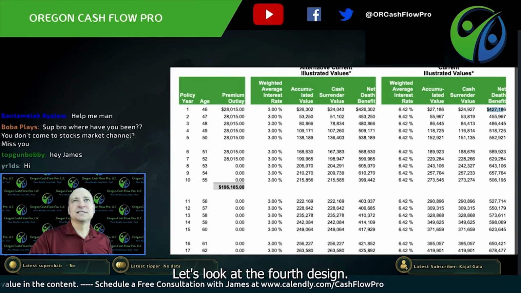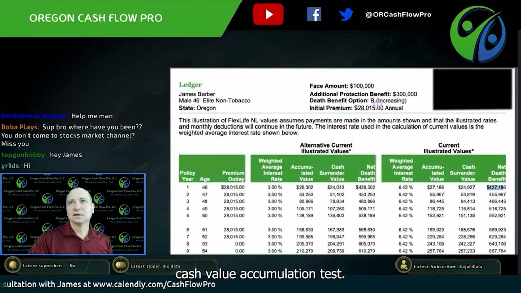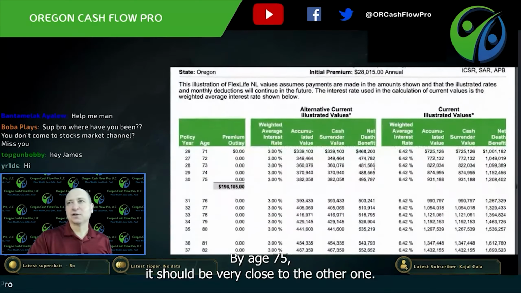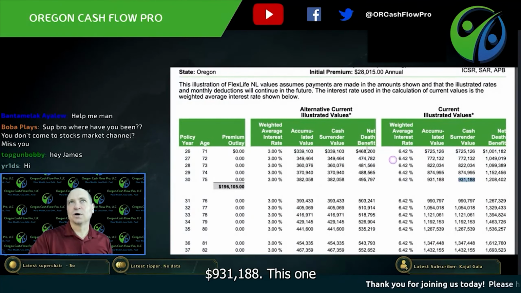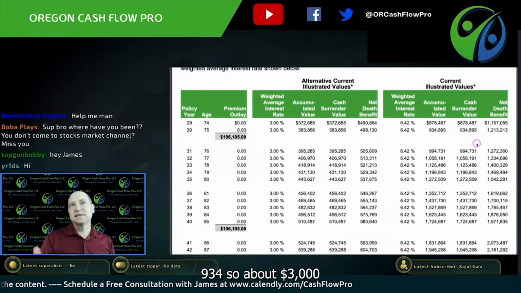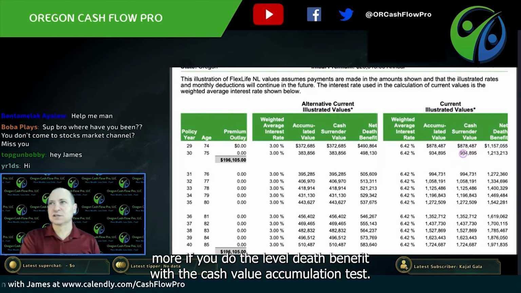Let's look at the fourth design. This is our increasing death benefit cash value accumulation test by age 75. It should be very close to the other one. The other cash value accumulation test, 931,188. This one, 934. So about $3,000 more if you do the level death benefit with the cash value accumulation test.